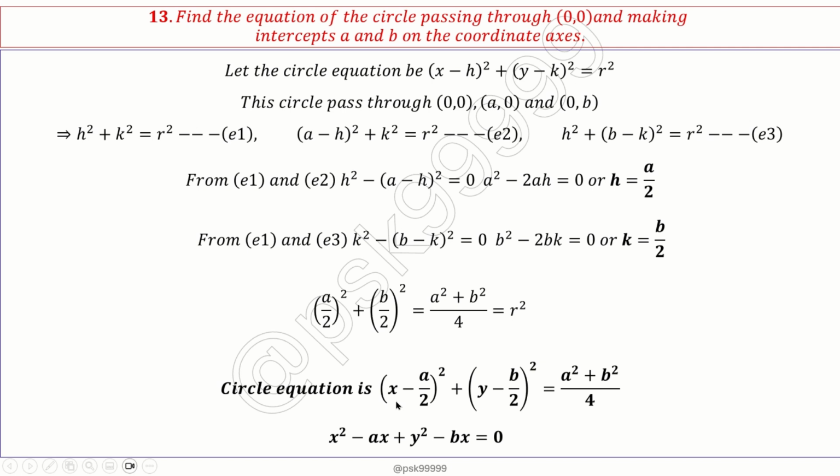So the circle equation is (x minus a by 2) whole square plus (y minus b by 2) whole square equal to (a square plus b square) by 4. You expand it, this is what you get. Okay, this is the answer. Next.